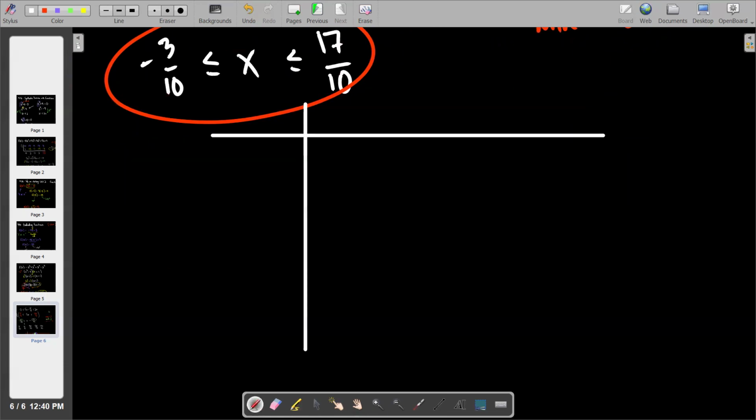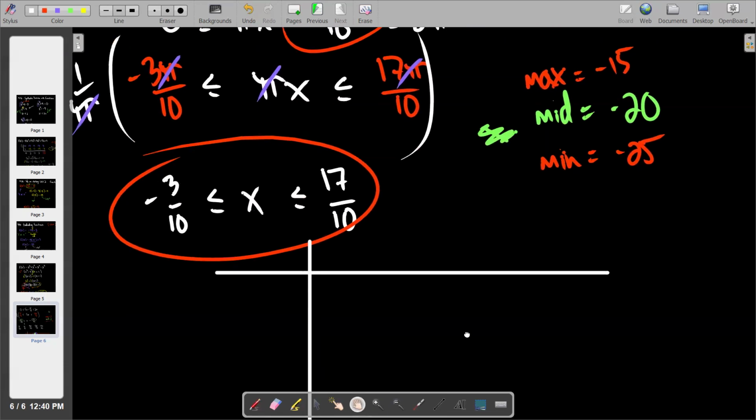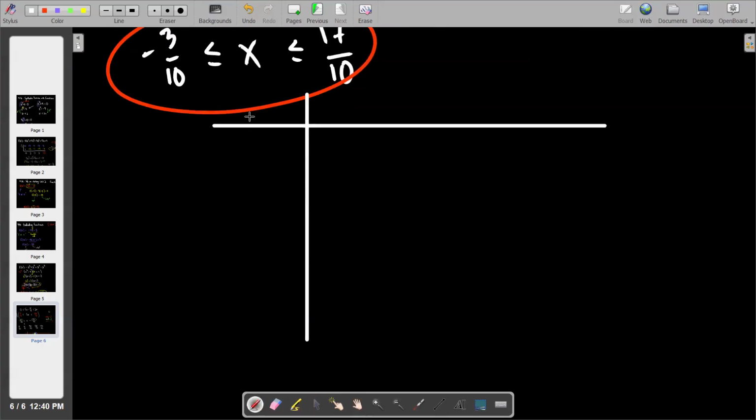Our smallest number was -3/10. So I'm going to stick a -3/10, like, I don't know, like right about here. And then our maximum one, which again, I would generally measure this out, but I'm not going to. I'm living dangerously here. I'm just going to go bam, 17/10 right there. And then what's halfway between -3 and 17? 7, because that's 10 away from each. So 7/20ths or 7/10ths should go here.